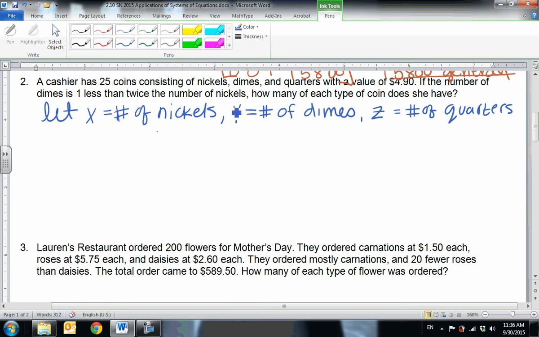Okay, after I define my variables, then what do I do? Write our equations. 3 variables means I've got to have 3 equations. Ideas for our first equation. Good. Using this 25 coins, x plus y plus z equals 25. So that's a number of coins. This is not talking about value. What would be another equation?